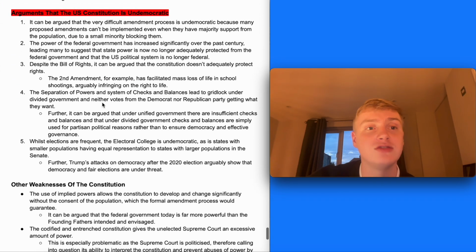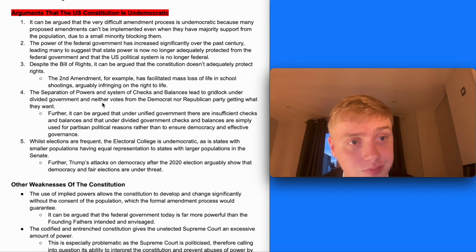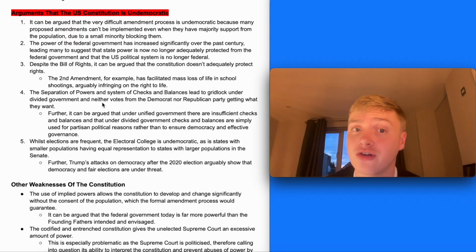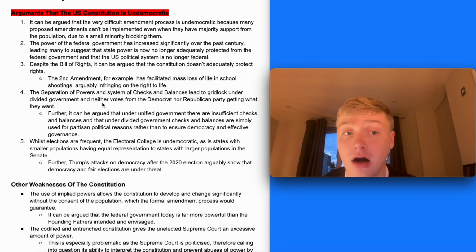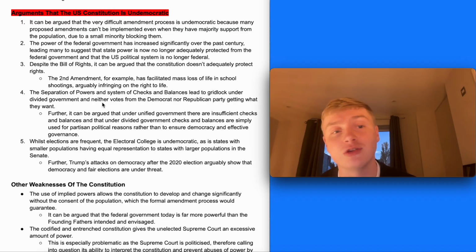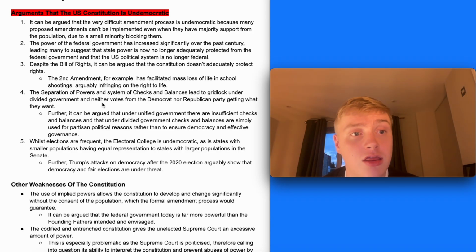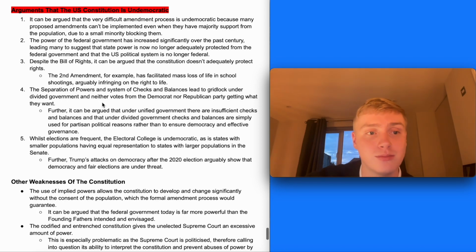In terms of arguments that the US Constitution is undemocratic, it can be argued that the very difficult amendment process is undemocratic because many proposed amendments have majority support from the population, sometimes significant majority support, but can't be passed due to a small minority blocking them, due to the need for supermajorities in both Congress and the states, for example, with the Equal Rights Amendment. The power of the federal government has significantly increased over the past century, leading many to suggest that state power is no longer protected from the federal government, and the US political system is no longer federal.